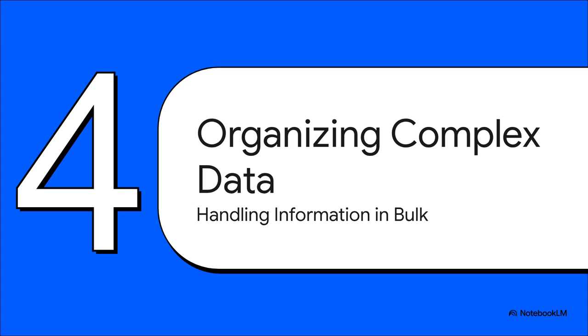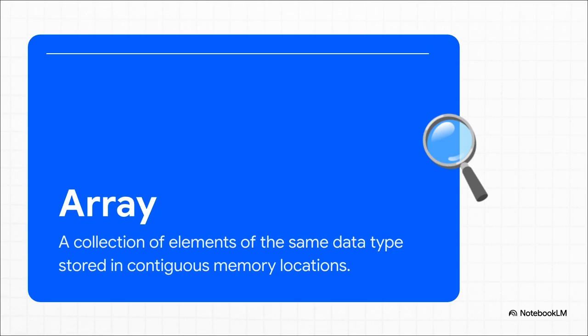We need better ways to handle big lists or collections of data. We need tools built for organization. And our first big organizational tool is the array. Imagine an ice cube tray. It's a single unit with a bunch of connected, identical compartments. That's an array. It's perfect for storing a list of similar things, like all the high scores in a game. They're all the same type, numbers, and they're all stored neatly together, one right after the other.